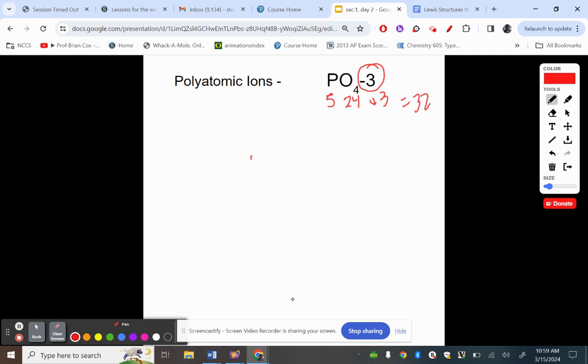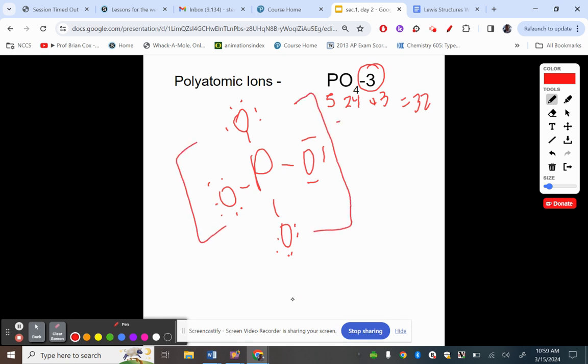All right, so you're going to put the P in the middle, and then you're going to put 4 O's around. And then you're going to give everybody 8. And again, if you don't like drawing, you can draw lines like this, and then put it in brackets to show that it's an ion with the charge on the outside. And you'll find out that this one is 32 when you do it, and so it is correct.